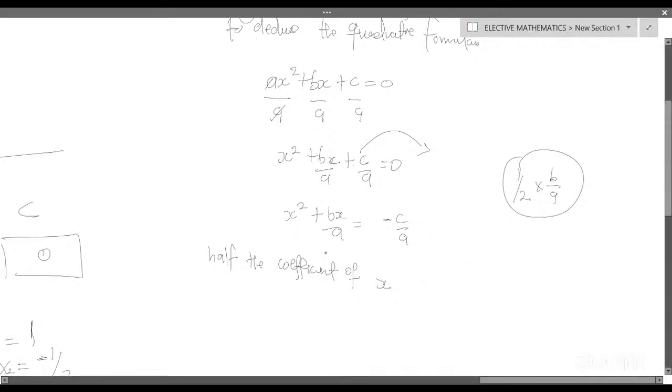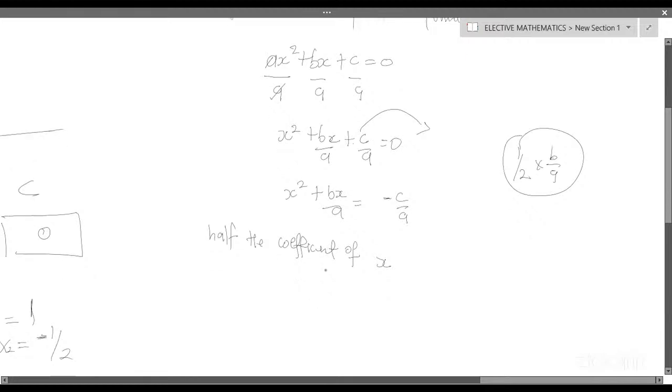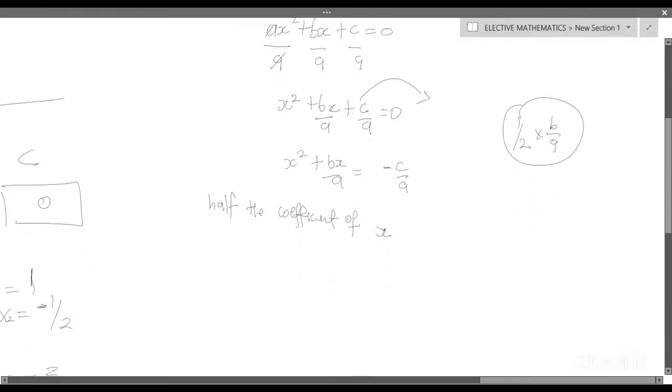So we'll have the coefficient of x and square it. So let's halve it and square it. So after halving and squaring, what are we going to get? When we halve it, we will get what? b over 2a, right? Then we'll square it. So this is what we are going to get in the end result, right?